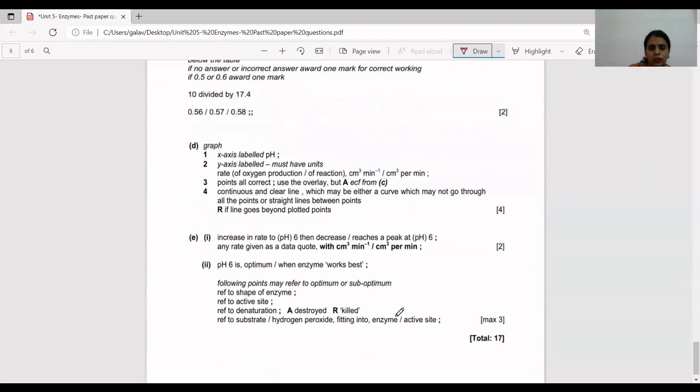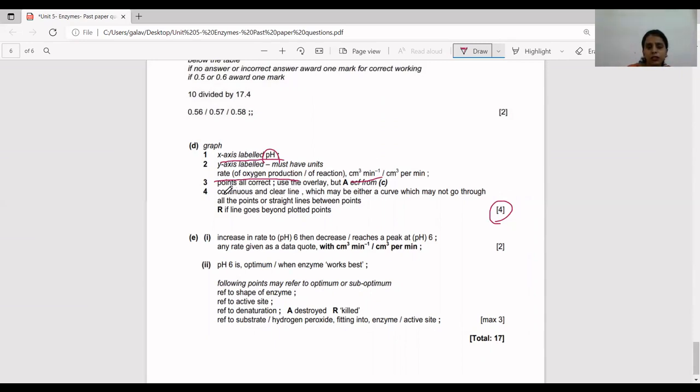I'll show you in the marking scheme what is given. The question was asked for 4 marks, plotting of the graph. So 1 mark you will get for x-axis labeling. If you label the x-axis with pH, you will get 1 mark. The second mark you'll be awarded if you label the y-axis with rate of oxygen production, or you can just write rate of reaction, that is also fine. And they have mentioned here centimeter cube per minute, you can write it in any way. So what I mean to say is, whenever you label the y-axis with rate of reaction or rate of production, you must mention the unit there: centimeter cube per minute.